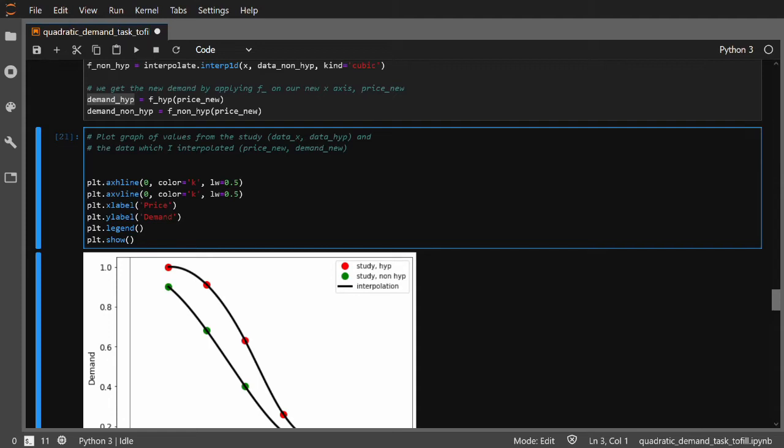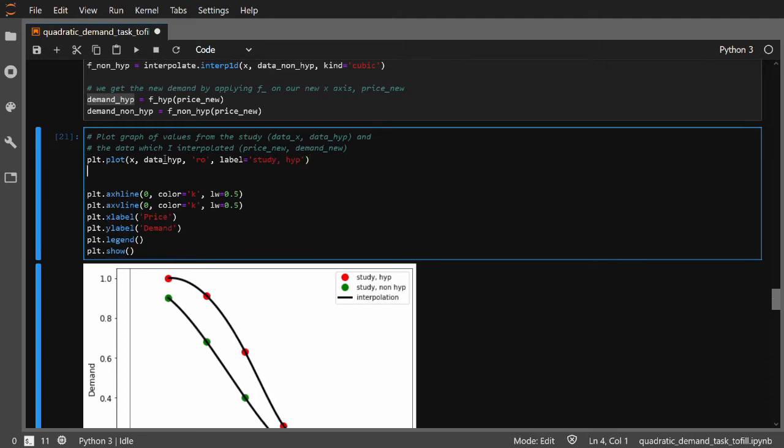To plot the data, we are going to use our well-known plt.plot function. It takes the x values of the original data, that was x, and data hypothetical. They are just 7 points, so we are going to plot them red and circle, and we create also a label for them, and that was called study hypothetical, let's say. The second data set is sharing the x-axis, but the data were called data Nonhype.